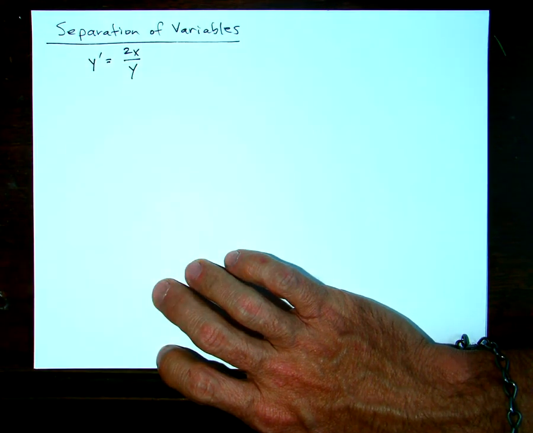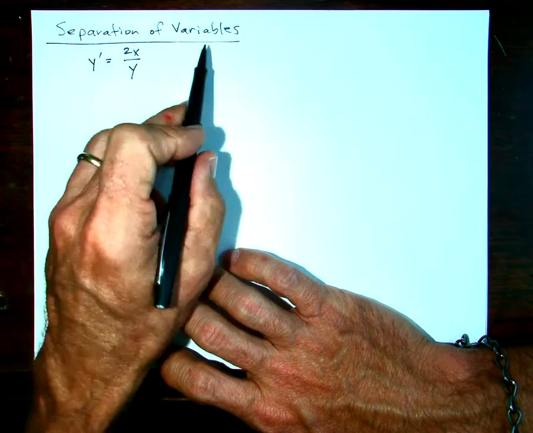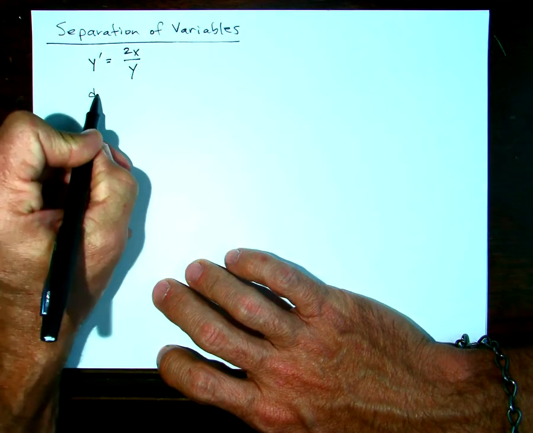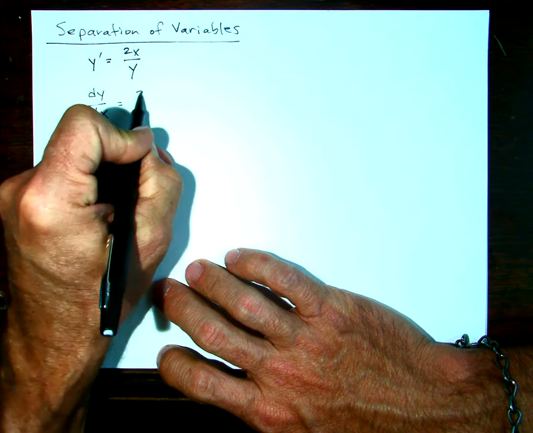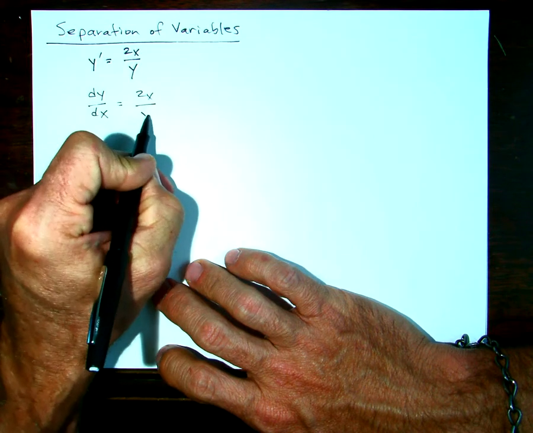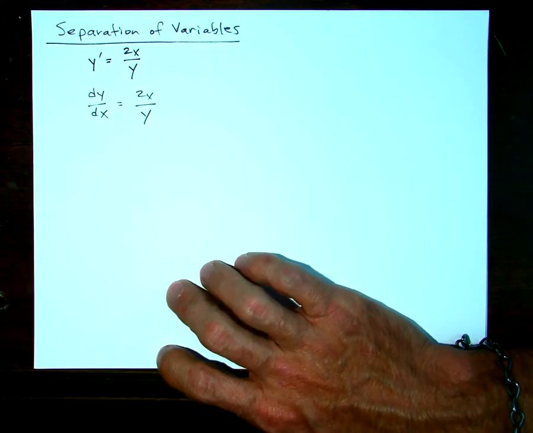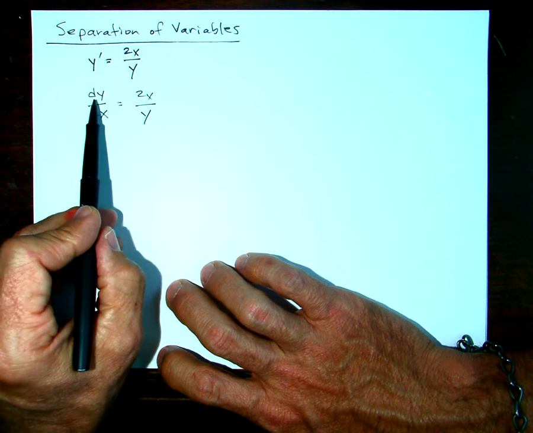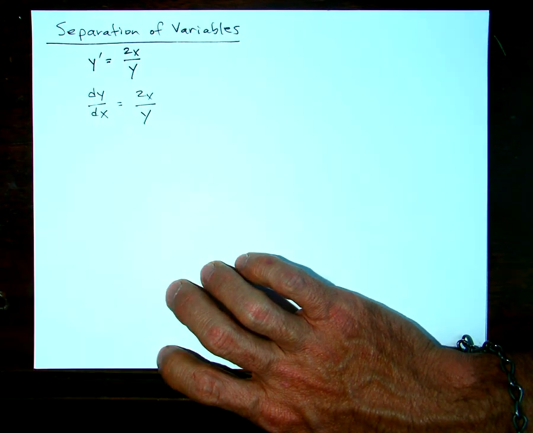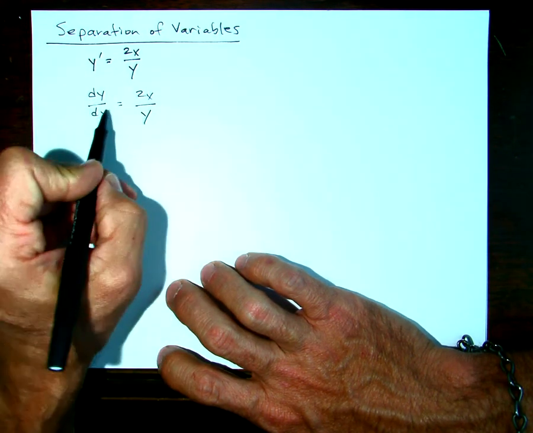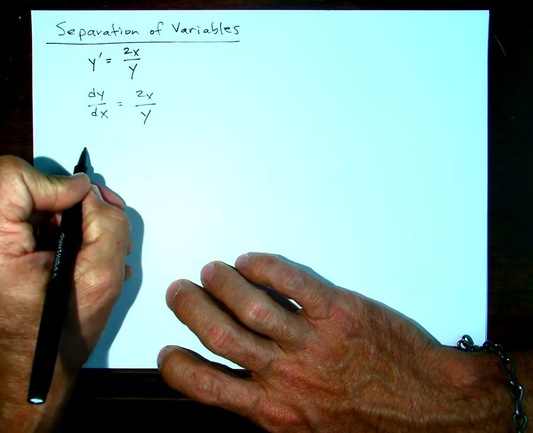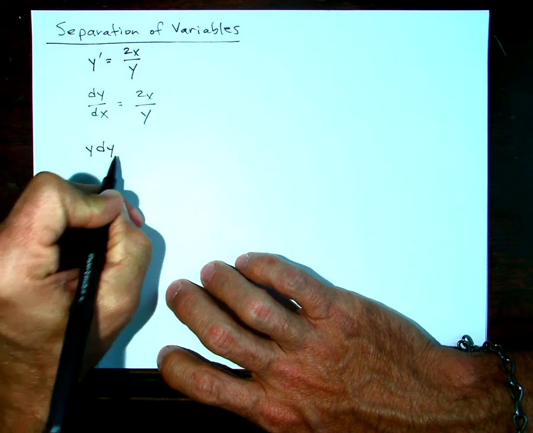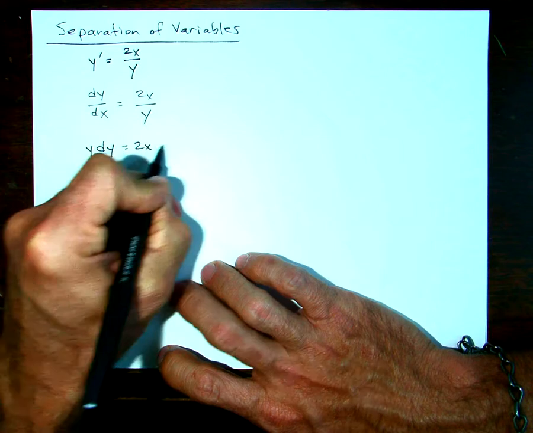So the first thing we're going to do for this idea of separation of variables is just to rewrite y prime as dy dx, which is just different notation for the same thing, for the derivative, right? And the reason for that is for separation of variables, I want to basically have a dy term on one side and a dx term on the other. So I could multiply both sides by dx and multiply both sides by y, and that's going to give me y dy equals 2x dx.